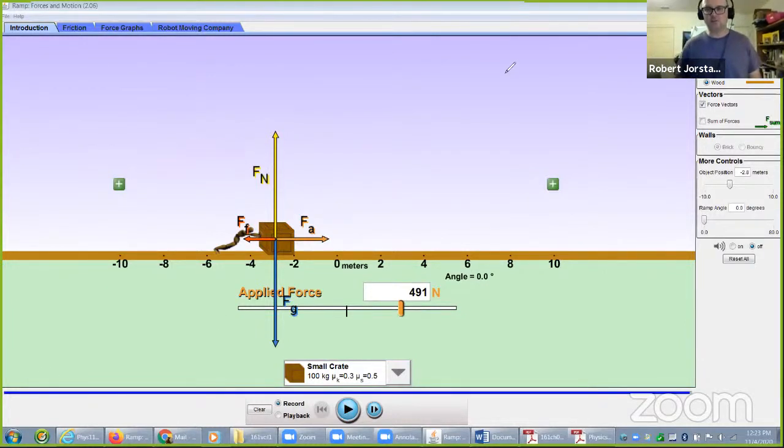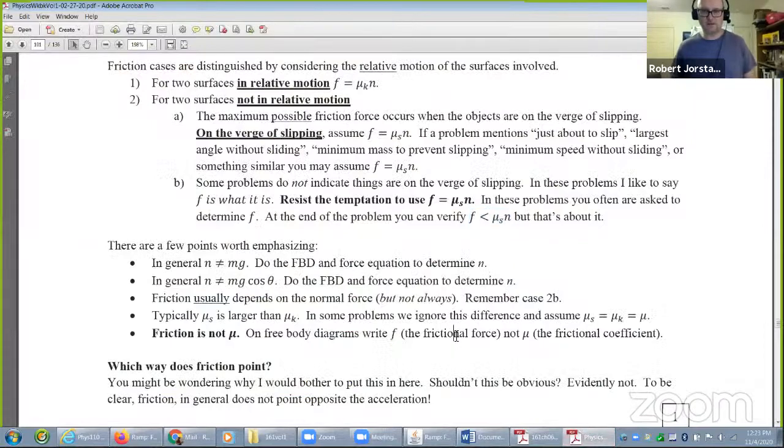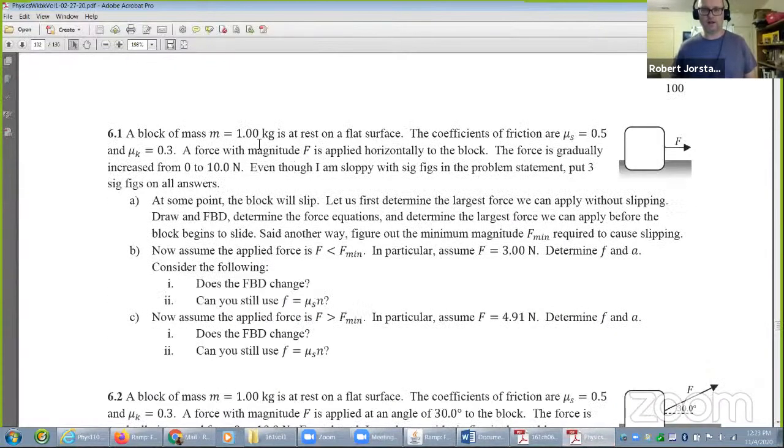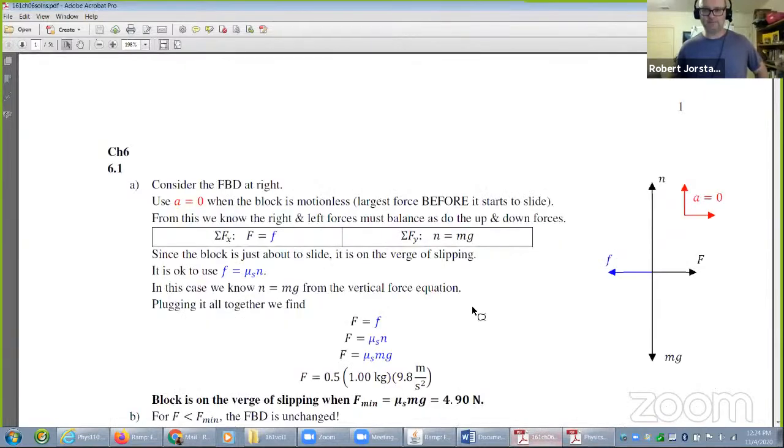Now, I was hoping to get through more on this one, but it turns out we've covered most of the details of this problem. I want to point something out here in the solutions. We just did 6.1. Now, notice the numbers that I used are a little bit different. In 6.1, I used a 1 kilogram block instead of 100, but I used the same coefficients of friction here. And you'll notice the number, instead of 491, now I get 4.91. So you could do 6.1 at home and learn about this.